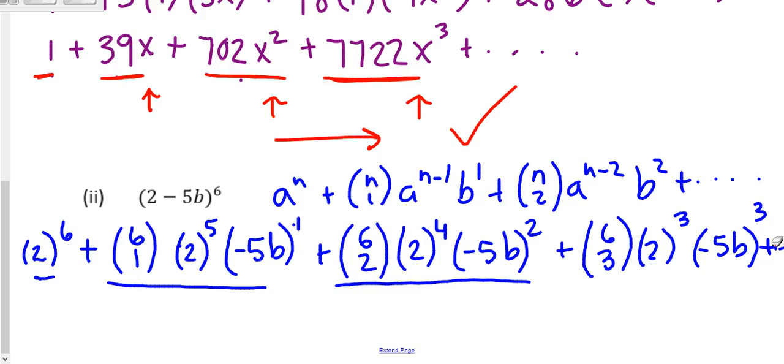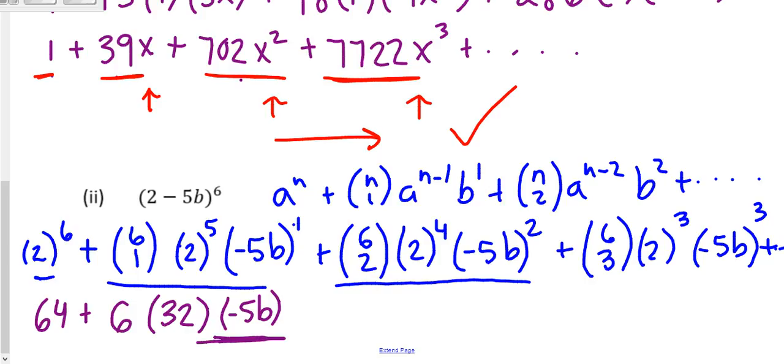So now we just need to simplify. 2 to the 6 is 64, plus 6 choose 1 is 6, 2 to the 5th is 32, negative 5b to the first is just negative 5b. Be careful that you're putting parentheses here because these 3 things are multiplied. This is not a subtraction here. It is multiplied by a negative 5. So you want to keep all of those things together.